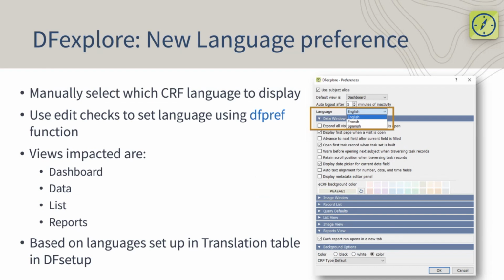And as Busi also mentioned, in the preference section, you can specify your language to display. You can also do that using the DFpref function. The updated language will be impacted on the dashboard, data view, list view, and in the reports. And it's all based on the languages set up in the translation table that we just showed on the last slide.